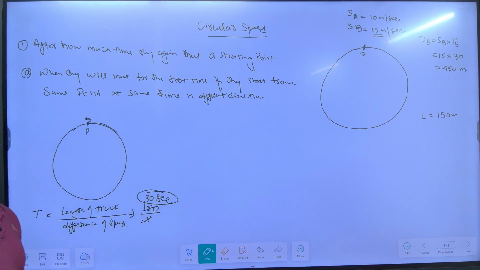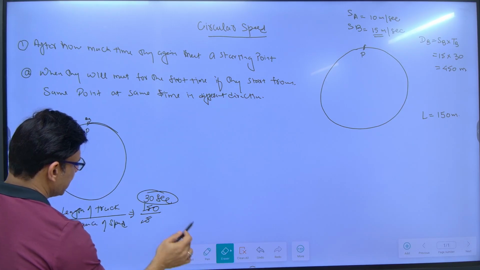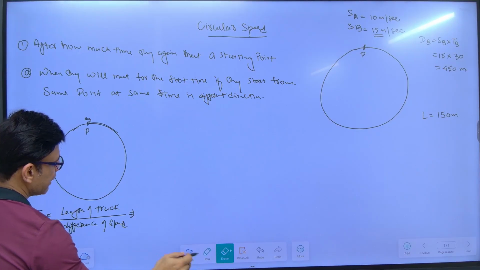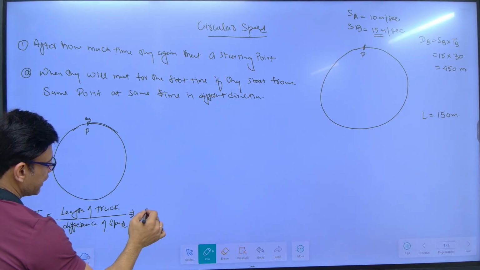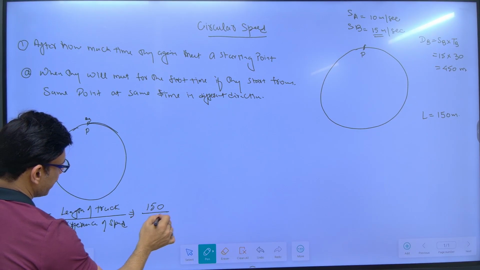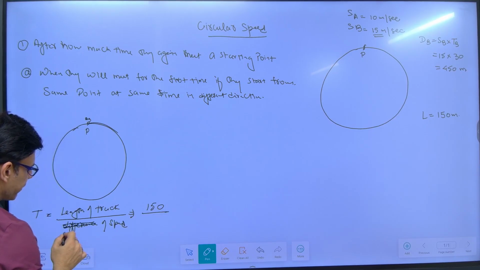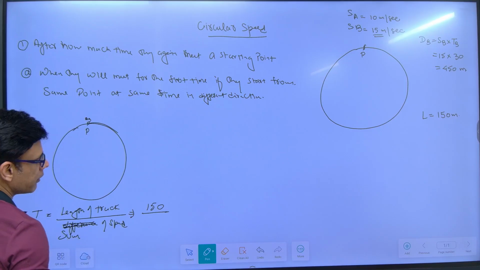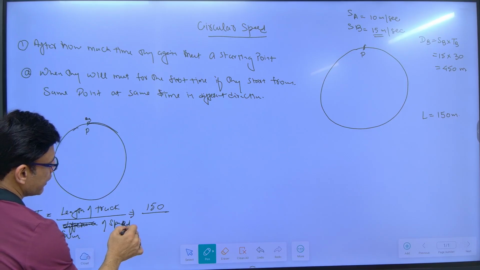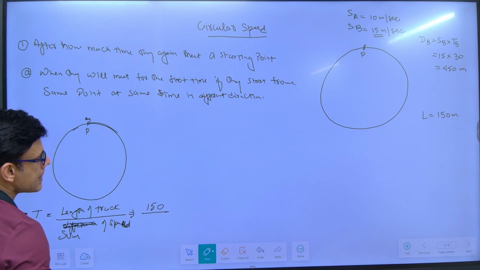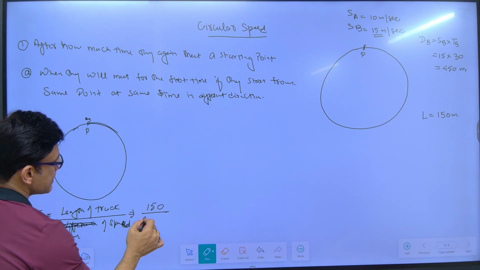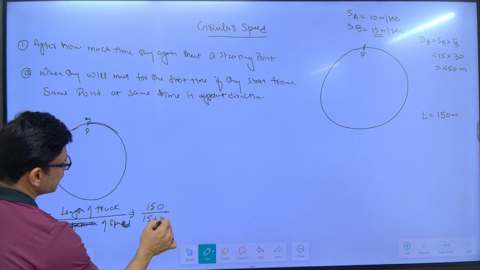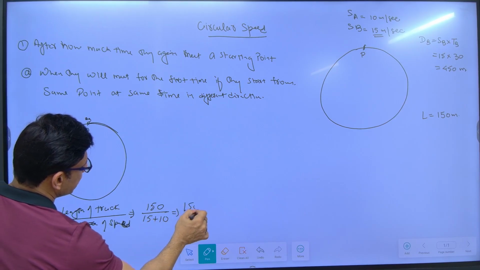Or say opposite direction in this case. Different direction means one is moving clockwise, second is moving anti-clockwise. How much time will they take to meet each other? Time will be given by the length of the track, which is 150, divided by, in place of difference, the sum of speeds. So what is the sum of speeds? 15 plus 10. It is 150 by 25.